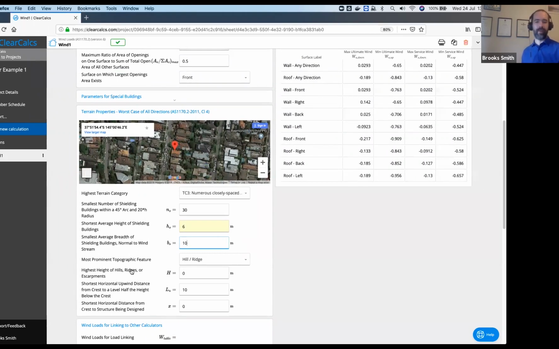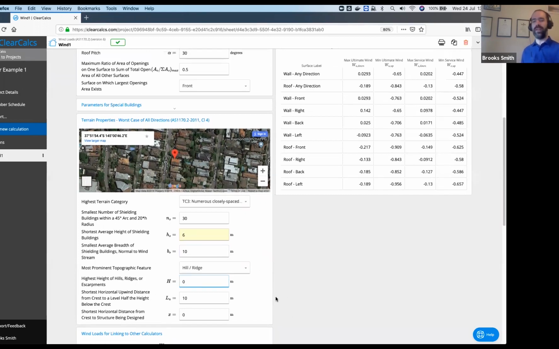Most prominent topographic feature, well, we have nothing here. So whatever we select here is essentially irrelevant. Highest height of hill is 0. So we're in a flat terrain here. And at that point, we're essentially done. We have everything that we need.